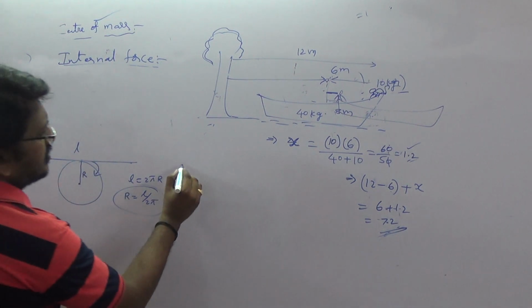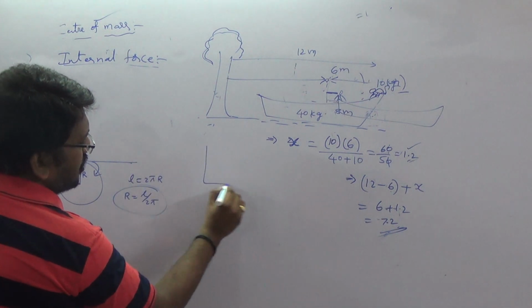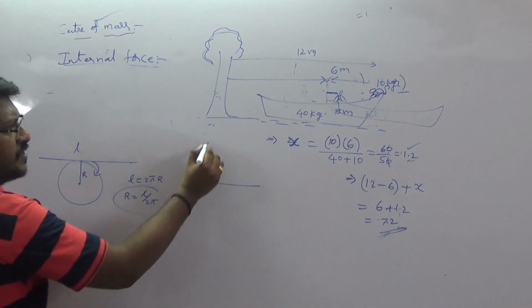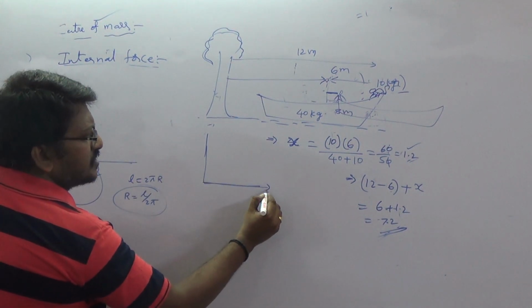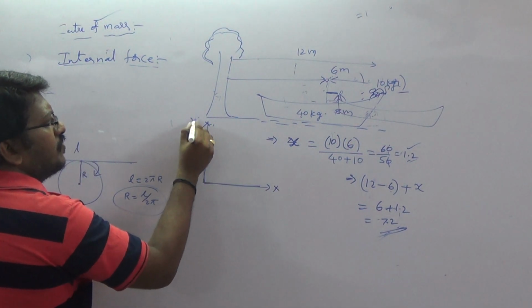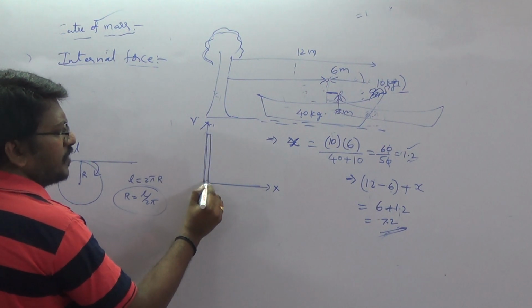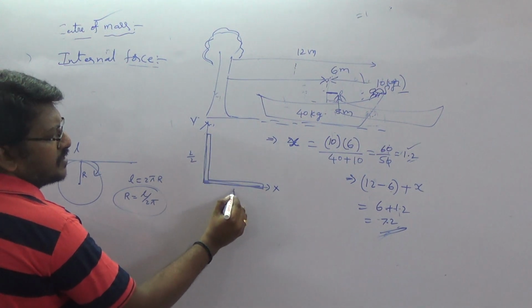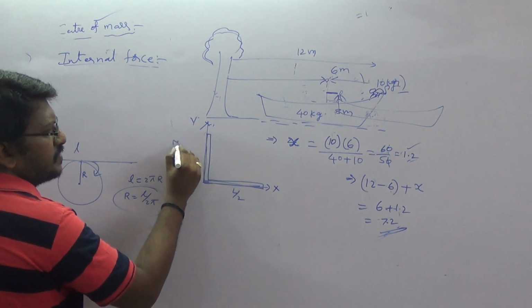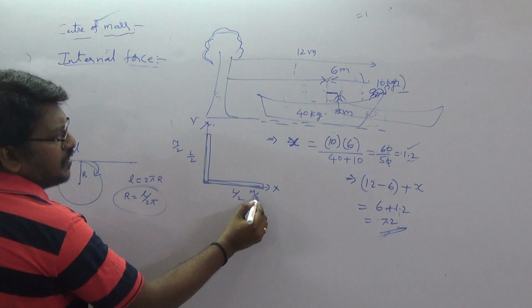In the same way, a straight wire is bent into an L shape. In that situation, what is the shift in center of mass? Just consider this as the x-axis and this as the y-axis. A wire of length L is bent into an L shape. From here to here it becomes L by 2, and this also becomes L by 2. The mass of this piece is M by 2, and the mass of this piece is also M by 2.